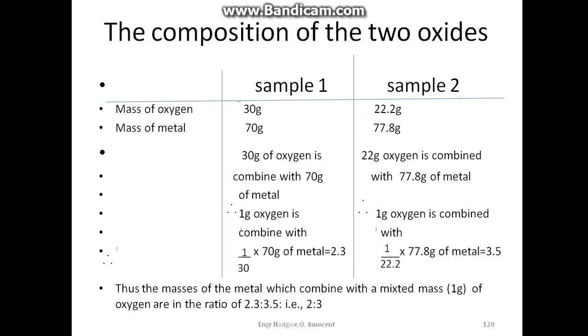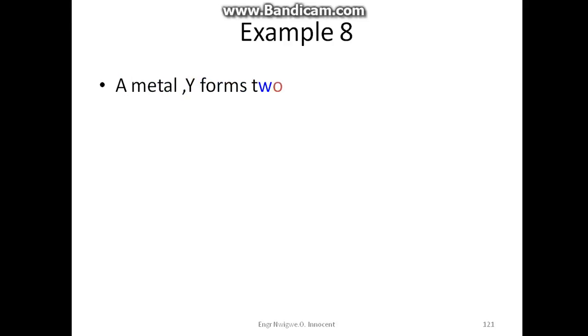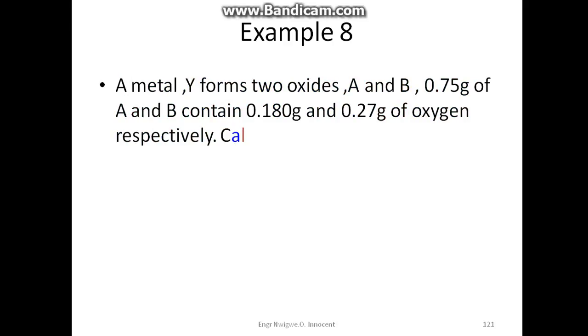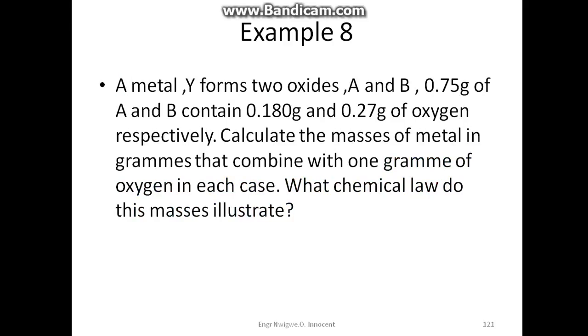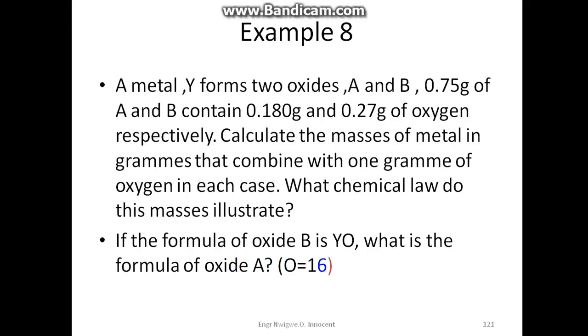Example 8. A metal Y forms two oxides A and B. 0.75 gram of A and B contains 0.180 gram and 0.27 gram of oxygen respectively. Calculate the mass of metal in grams that combine with 1 gram of oxygen in each case. What chemical law do these masses illustrate? If the formula of oxide B is YO, what is the formula of oxide A? Relative molar mass of oxygen is 16.